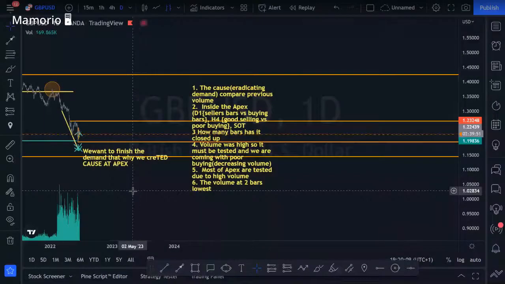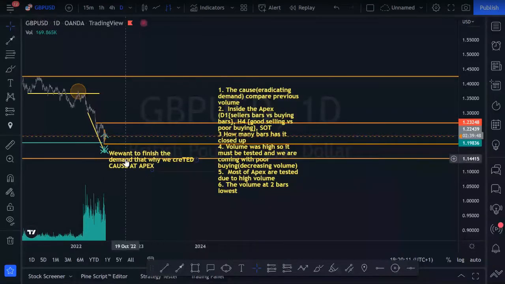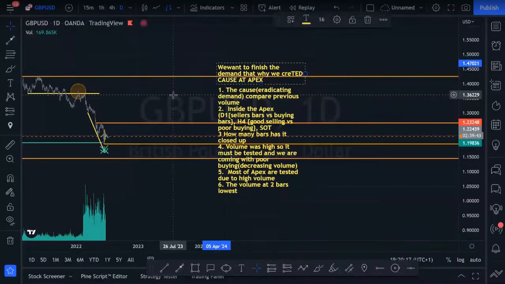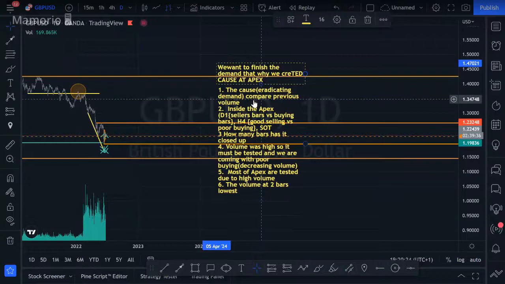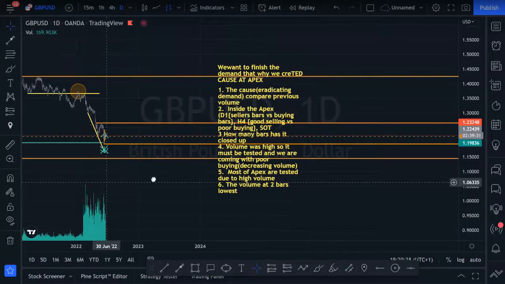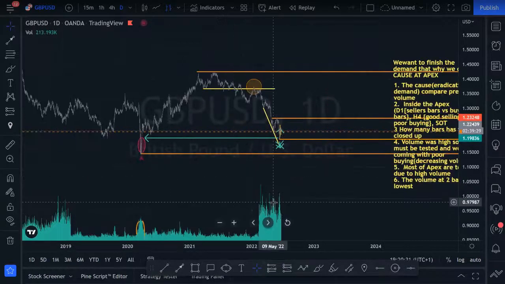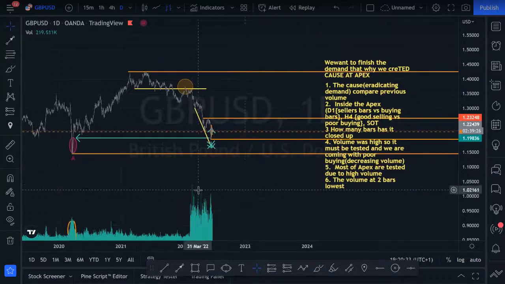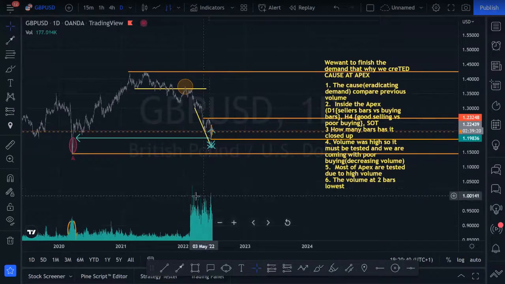So after that point number one, we want to see the cause, how the apex was formed. We have the cause to eradicate demand, that is what I've just explained. Comparing previous volumes, we have this volume over this one, so we know this volume is going to break this area.